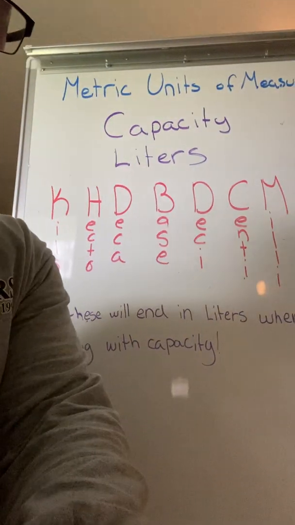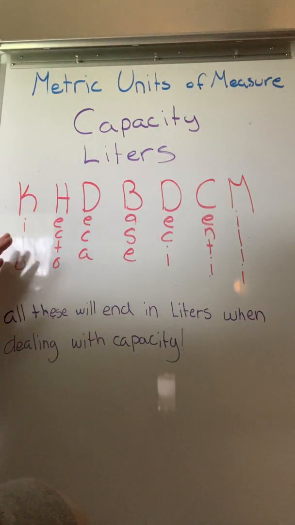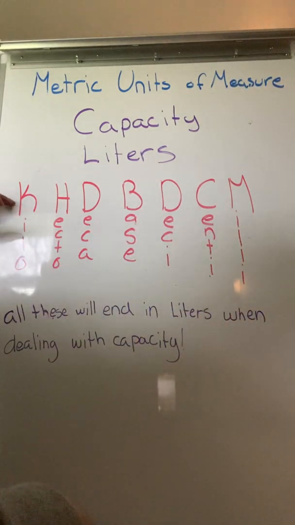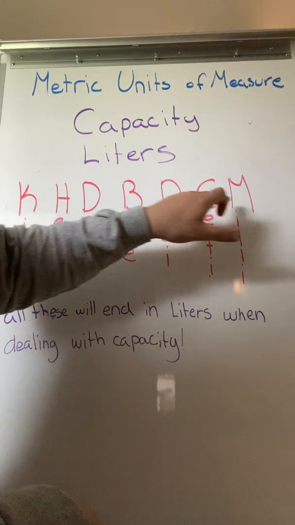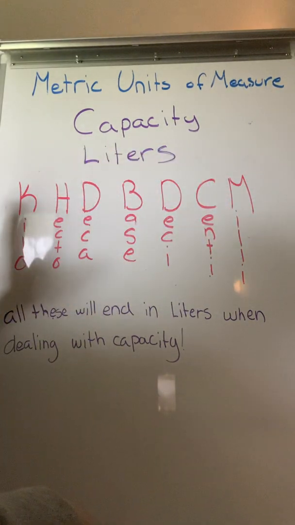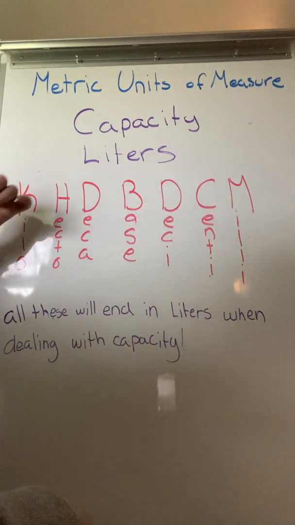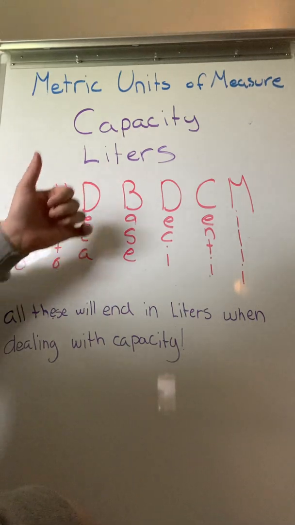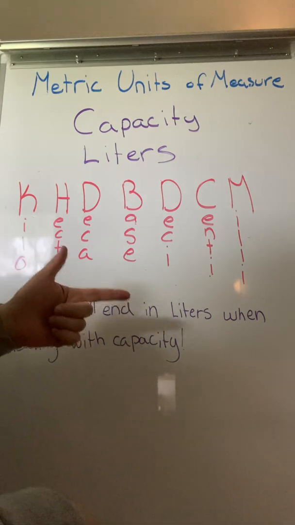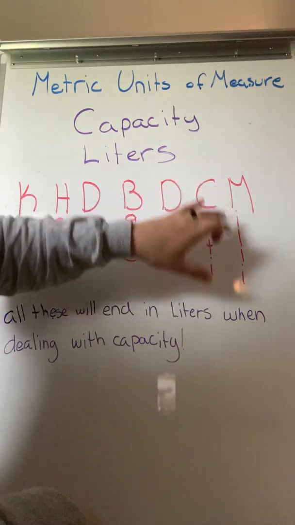So with our story of King Henry, all that did was help us remember an order from our largest unit to our smallest unit. King Henry dies by drinking chocolate milk. All that story does is help us remember the order of these units from largest to smallest. And then that helps us remember, well, K for kilo, H for hecto, D for deca, B for base. Remember, this base could be meters, liters, or grams. We have D for deci, C for centi, and M for milli.